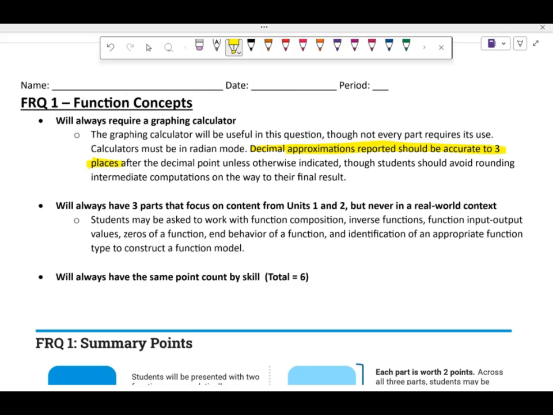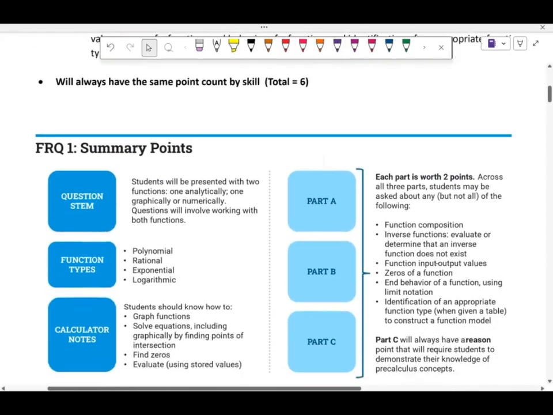It will have 3 parts that focus on the content from units 1 and 2, but never in real-world context. You may be asked to work with function composition, inverse functions, function input-output values, zeros of a function, end behavior of a function, and identification of the appropriate function type to construct a function model. We'll always have the same point count by skill, so a total of 6.